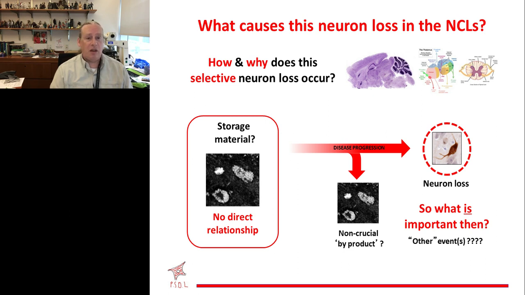And what we think is that as the disease progresses towards a lot of neurons dying, this storage material is effectively a non-crucial byproduct as part of the disease. It's a disease marker, but it's not the most important event. And that raises the question then, what else might be important if it's not the storage material?